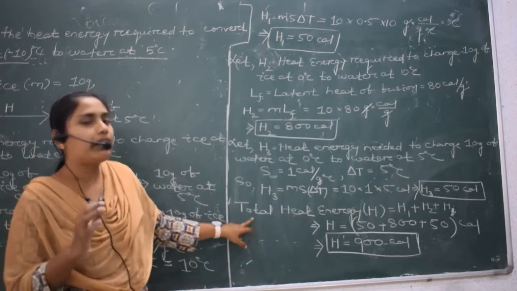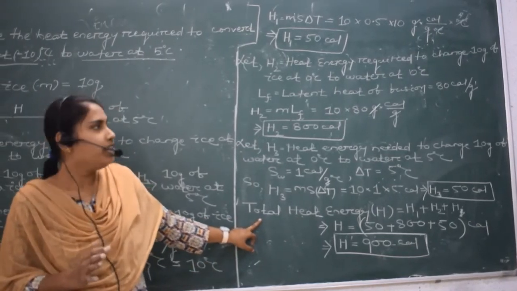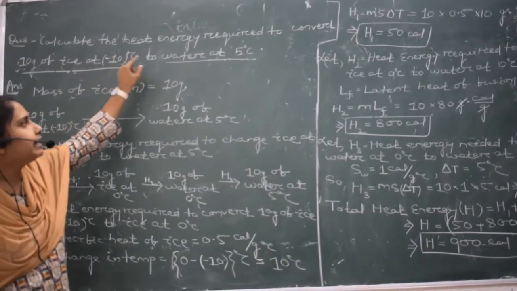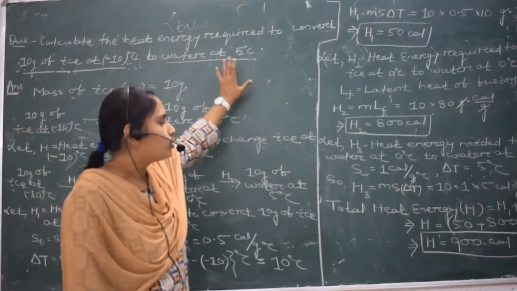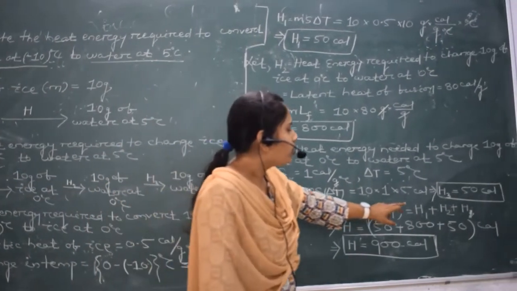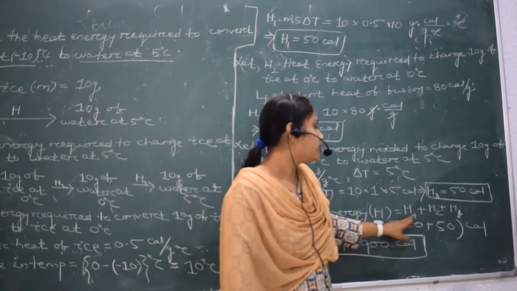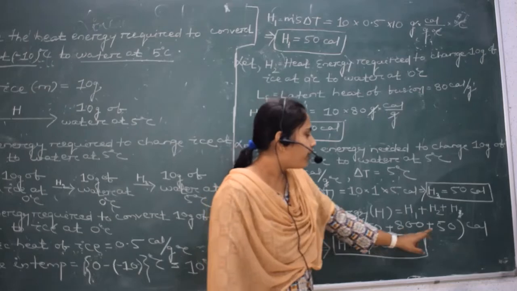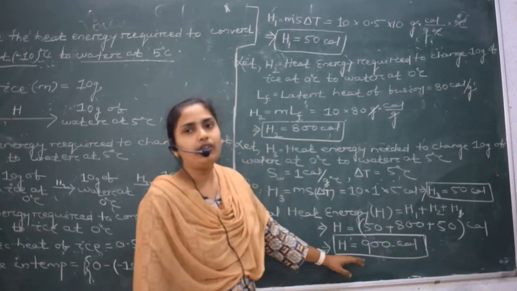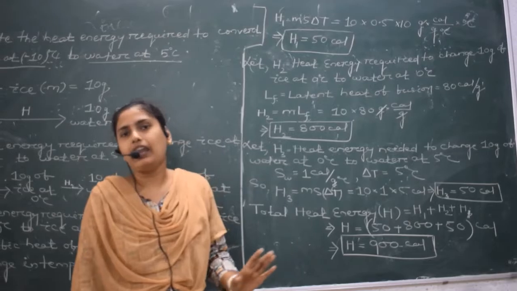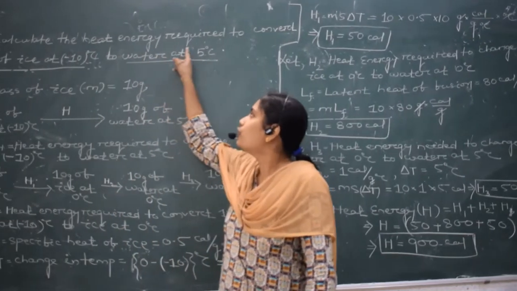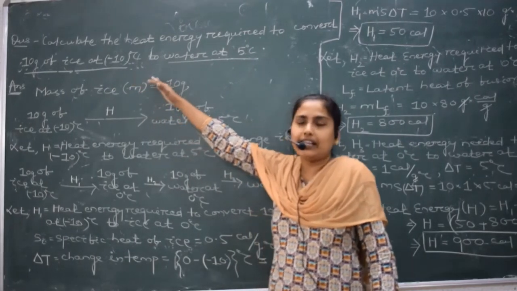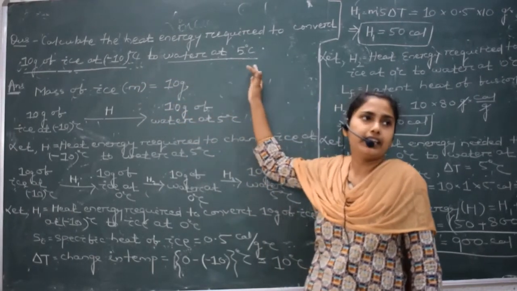So now we will calculate the total amount of heat energy which is required to convert 10 gram of ice at minus 10 degree centigrade to water at 5 degree centigrade. The total heat energy H is equal to the addition of these three heat energies, that is H1 plus H2 plus H3. So H is equal to 50 plus 800 plus 50 calorie, that is H equal to 900 calorie. So 900 calorie of heat energy is required to change the 10 gram of ice at minus 10 degree centigrade to water at 5 degree centigrade.